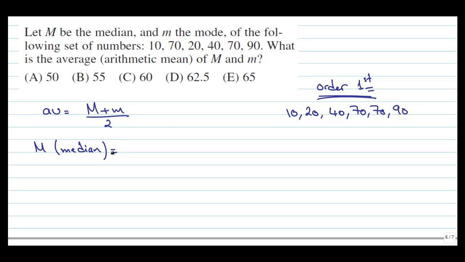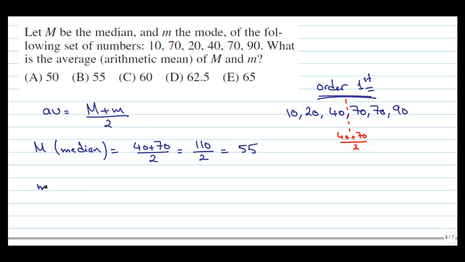We don't have exactly a middle one, as you can see here. So what do we do? We calculate the average of the middle 2 values. What's the average of 40 and 70? It's 40 plus 70 over 2. So the median here will be 40 plus 70 over 2, that would be 110 over 2, which is 55.